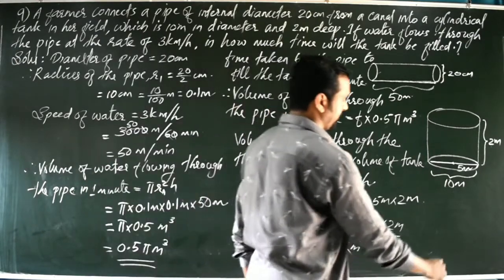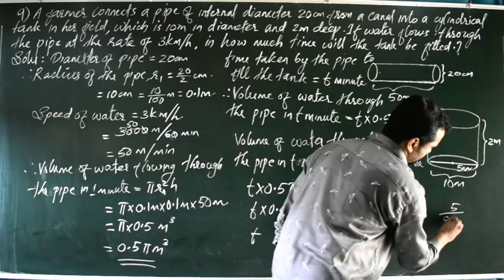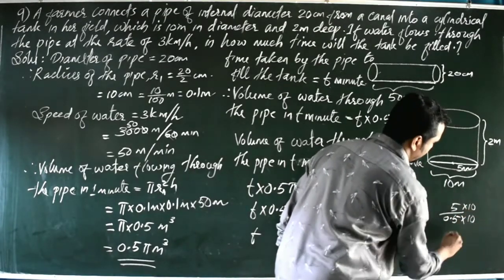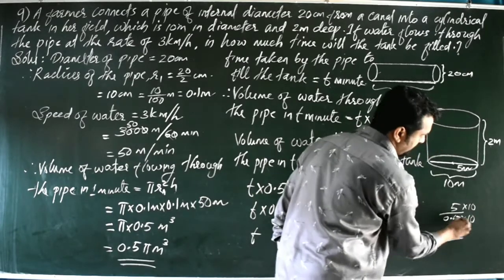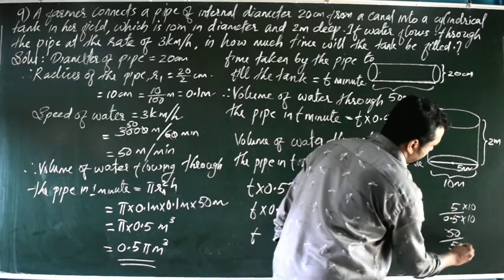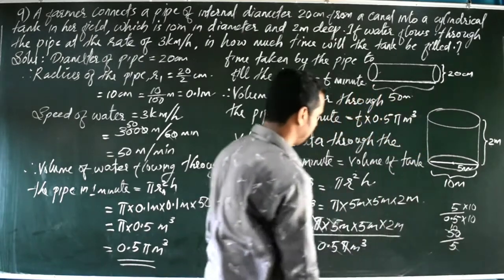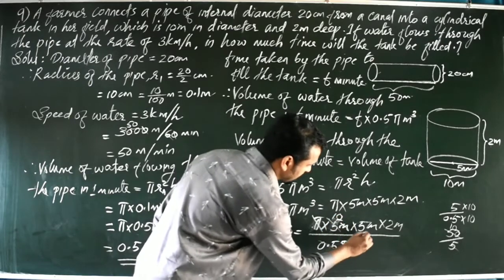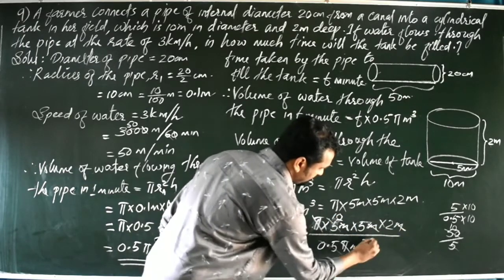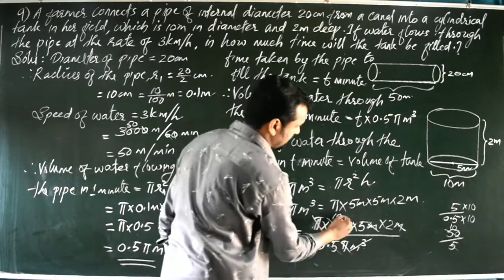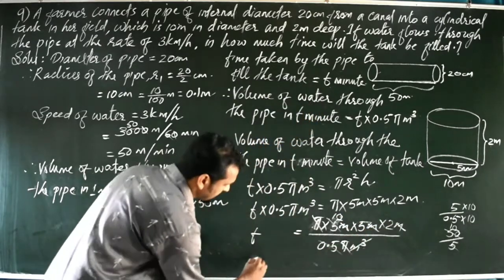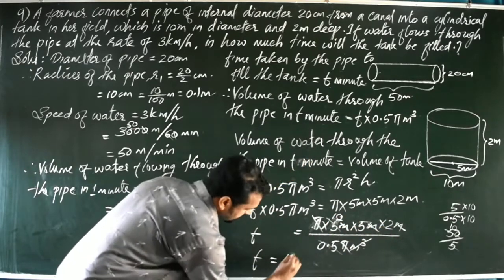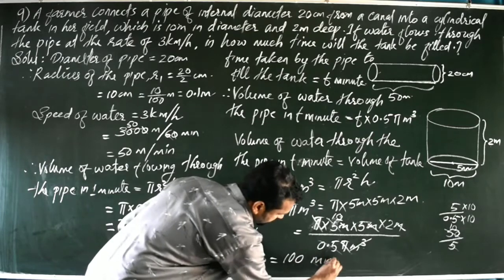5 divided by 0.5. Multiply numerator and denominator by 10. 5 into 10 is 50, divided by 0.5 into 10, that is 5. 50 divided by 5, what is the answer? 10. So 5 divided by 0.5 is equal to 10. Meter cube divided by meter cube we can cancel. Remaining is 10 into 5 into 2. Then t is equal to 10 into 5, 50, into 2, that is 100 minutes.